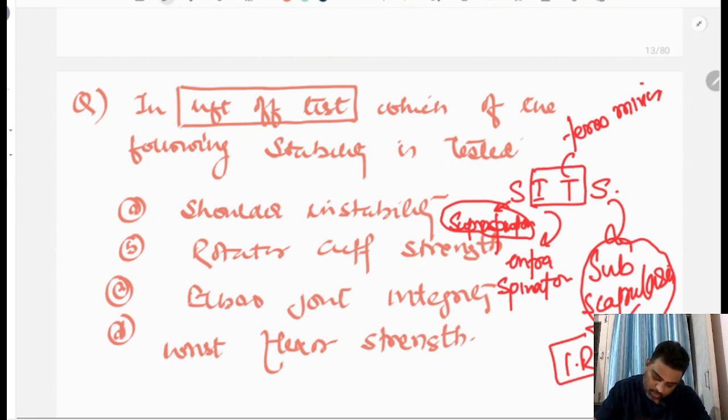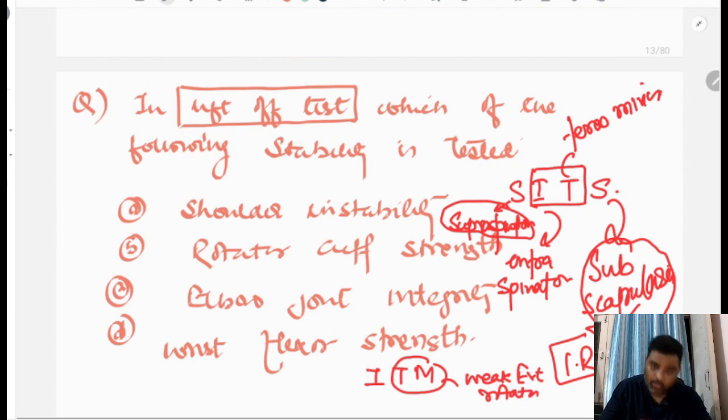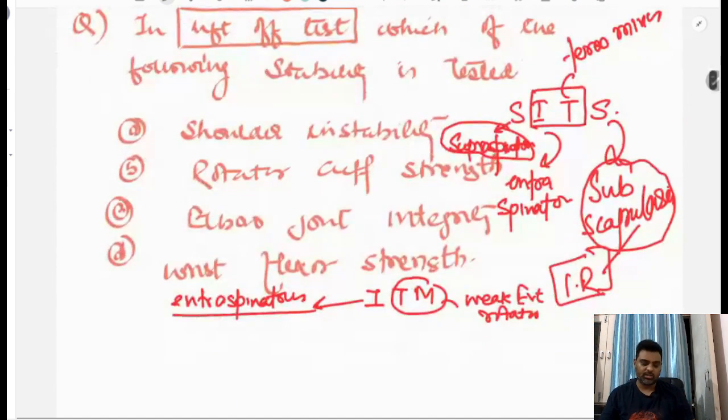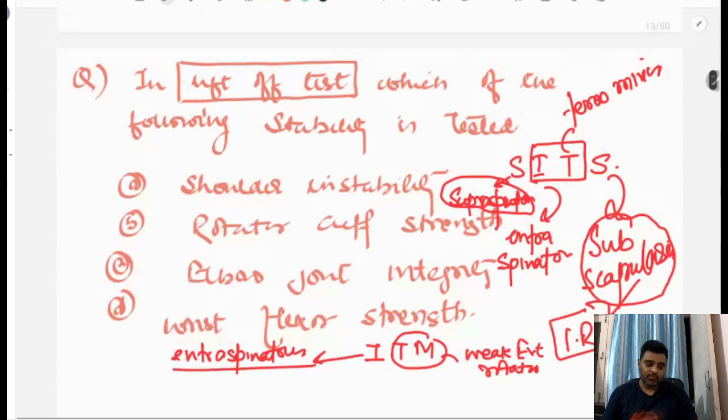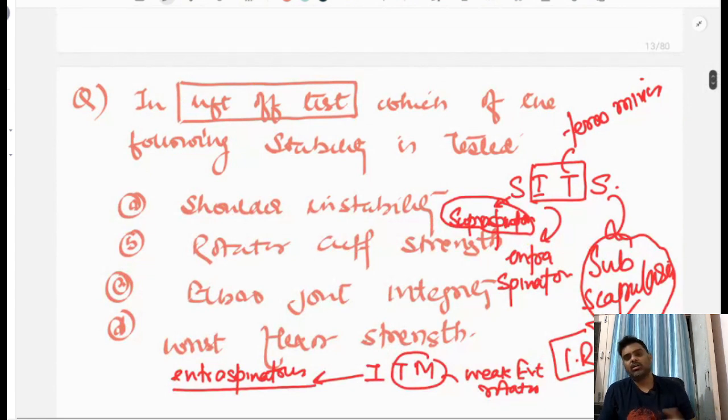I have told you that teres minor is a weak external rotator, and the main external rotator is infraspinatus. So the weak one is teres minor, and the main one is infraspinatus. This you have to remember. Now, we will study the other tests after some time.